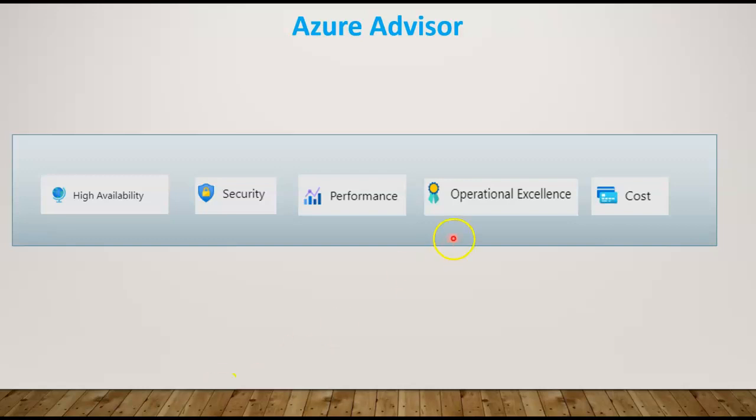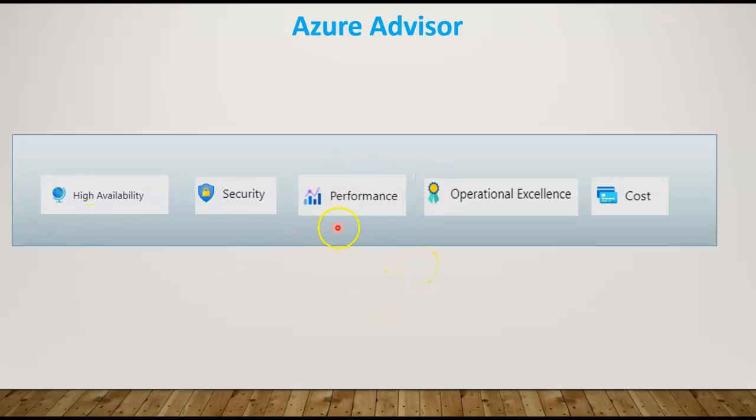It can analyze your resource configurations and usage based on the telemetry data coming out of your resources, and it can give you the best recommendations for high availability, security, performance, operational excellence, or cost specifically. It can be proactive, actionable, or personalized for best practice information. You also get benefits like improving your performance, security, and high availability for your resources, as you identify opportunities to reduce your overall Azure spending.